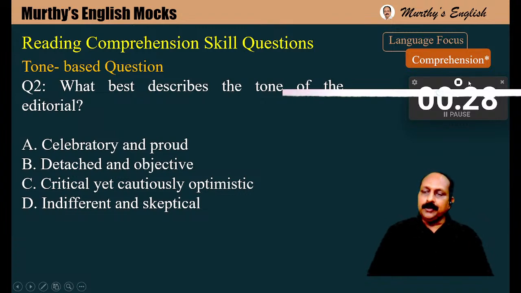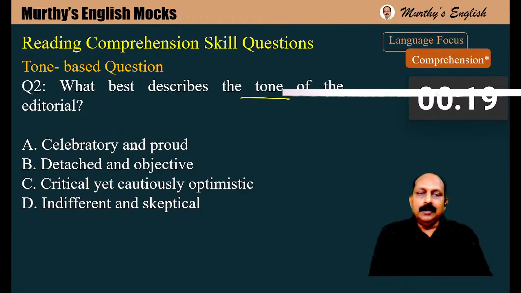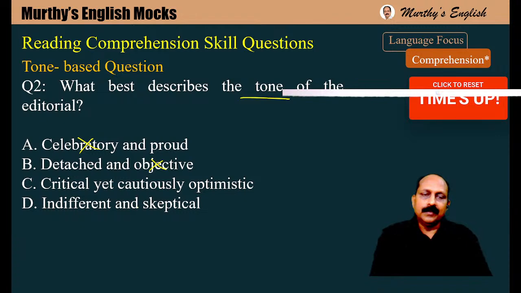Question number two, based on comprehension skill. Your time starts now. What best describes the tone of the editorial? Celebratory and proud, detached and objective, critical yet cautiously optimistic, indifferent and skeptical. It is about a particular negative incident, so you cannot consider positive words, and not neutral also. So, what is the answer? Your time is up. C is the answer.